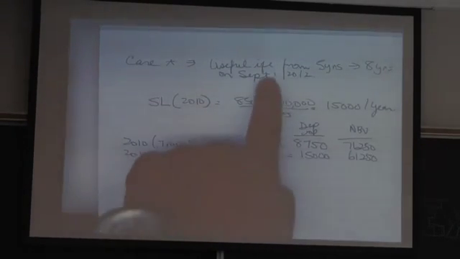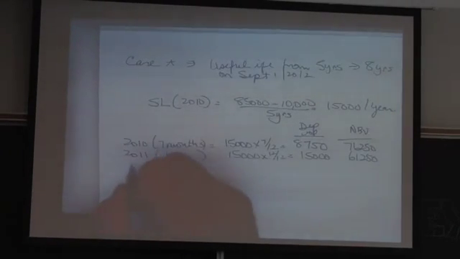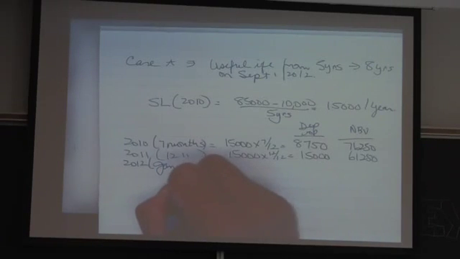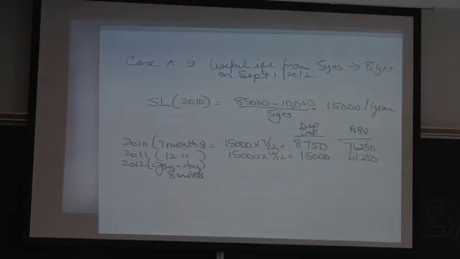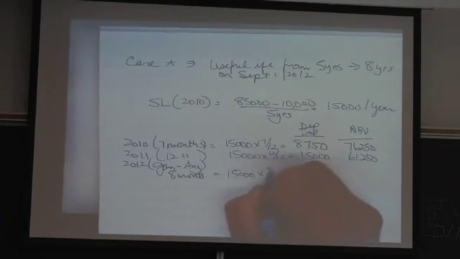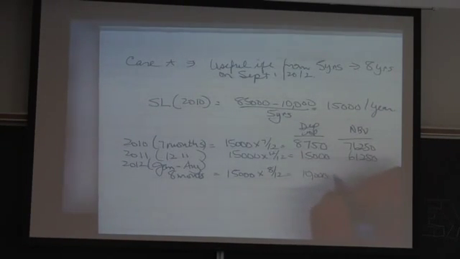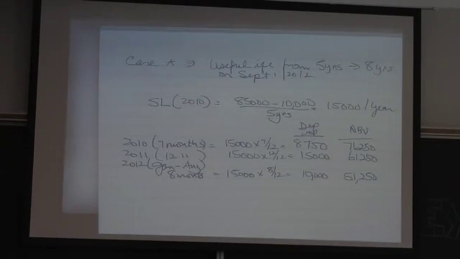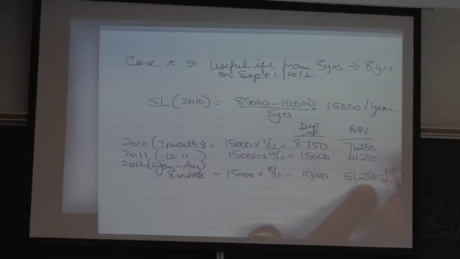Now, the change happens on September 1st. So what we've got to remember is that in 2012, we need to calculate January to August, which is 8 months, and calculate the amortization expense for 8 months. That would be 15,000 times 8 over 12, which gives me 10,000. So the net book value prior to the change is 51,250. This is the net book value as of September 1st, 2012.